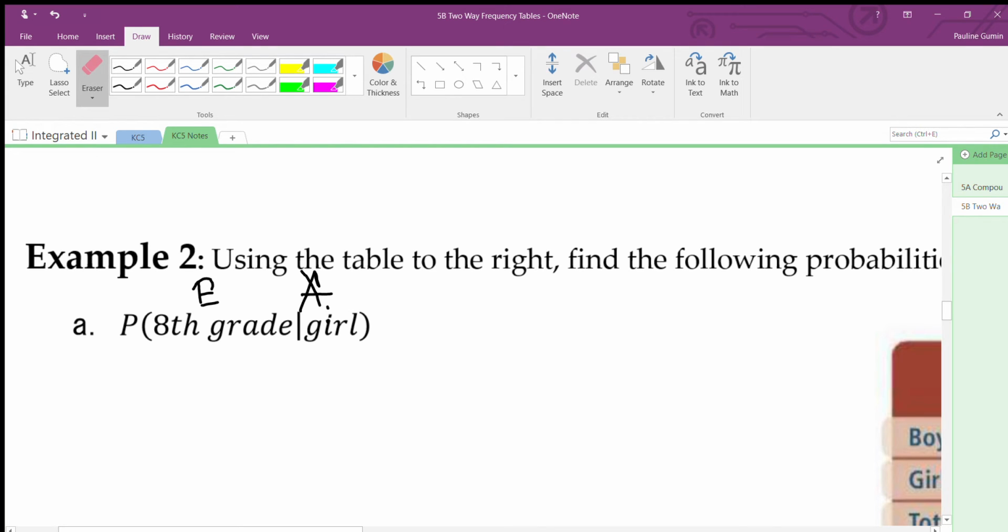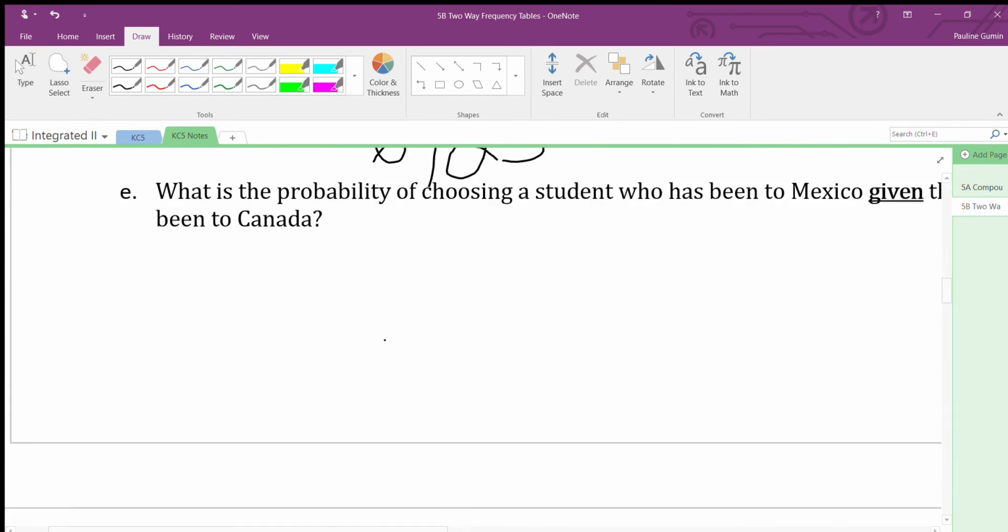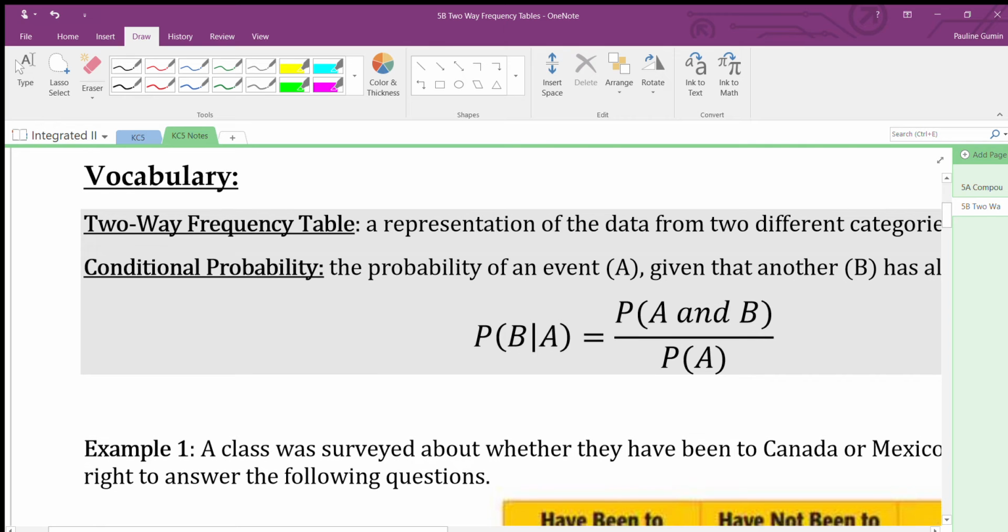Oh no. Bad OneNote. There we go. Good OneNote.